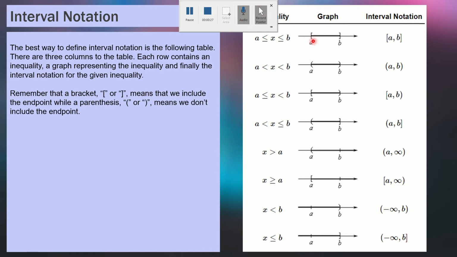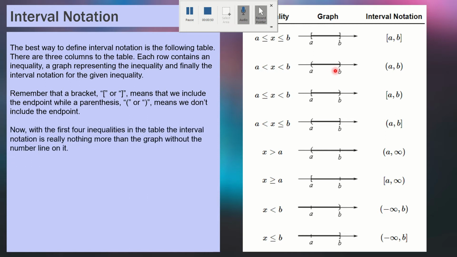Remember that a bracket means that we include the endpoints. In this case, we include a and b as part of the solutions, while a parenthesis means we don't include the endpoints, meaning to say that the solutions here are between a and b.